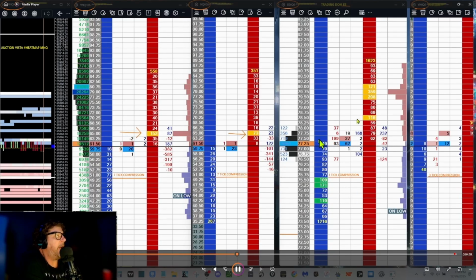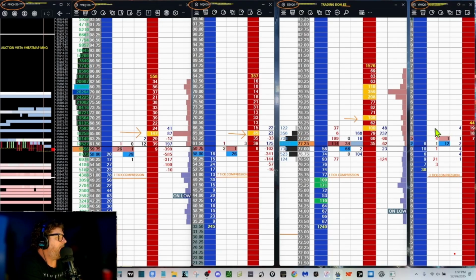Looking over here at ES, now this is with no compression. There is a large order, 116. Price tested about 2 ticks below it, and it fell off. It didn't go higher. And there's a bunch of large orders up here. So potentially a sell wall happening.